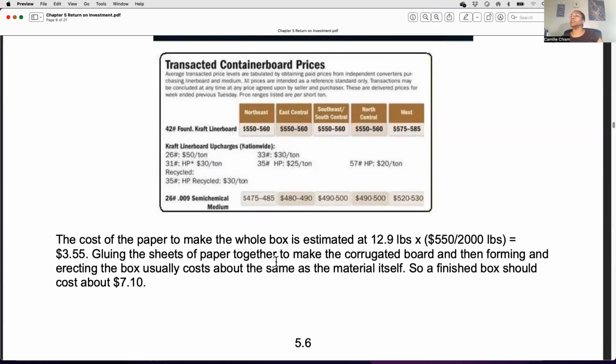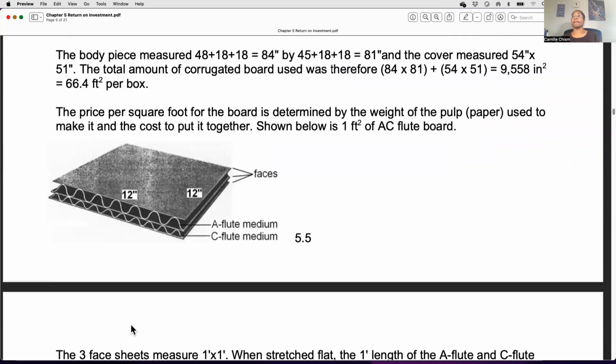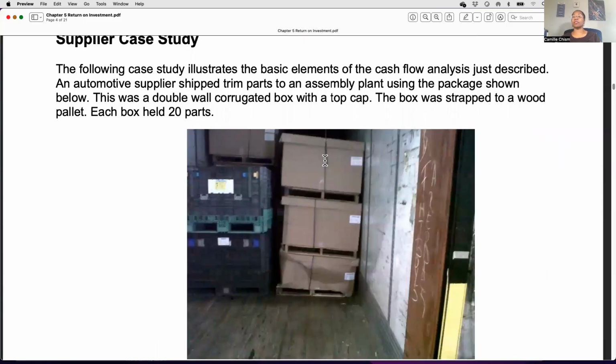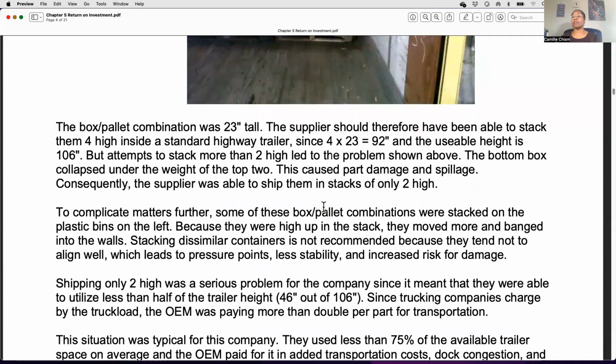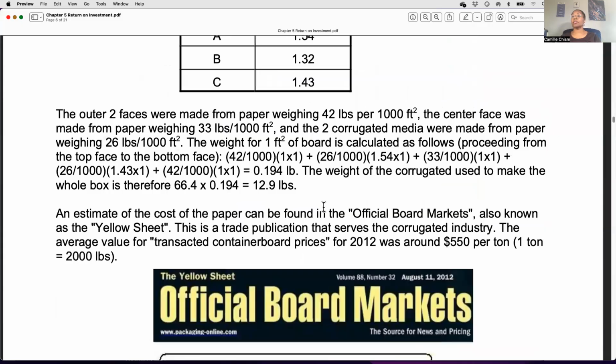So the general rule of thumb is that whatever the material price is, you're going to double that to get the price of the box. So based on this estimate, your cost of your box is going to be about $7.10. So this box here, they're saying at this time it was $7.10 based on the information that they had. The volumes that the OEM was buying, that box was $7.10.